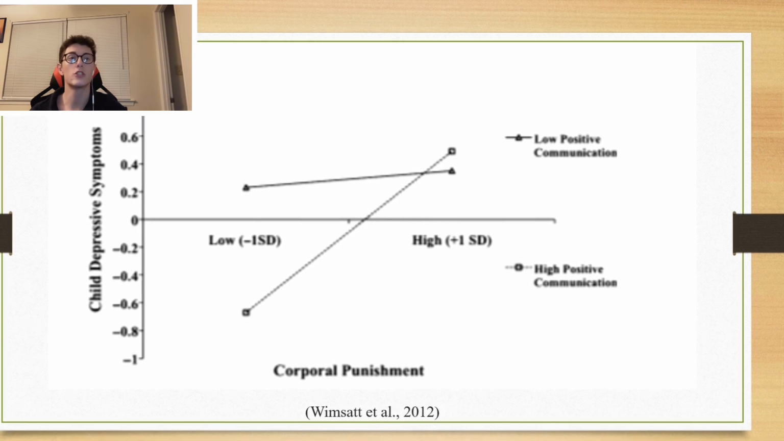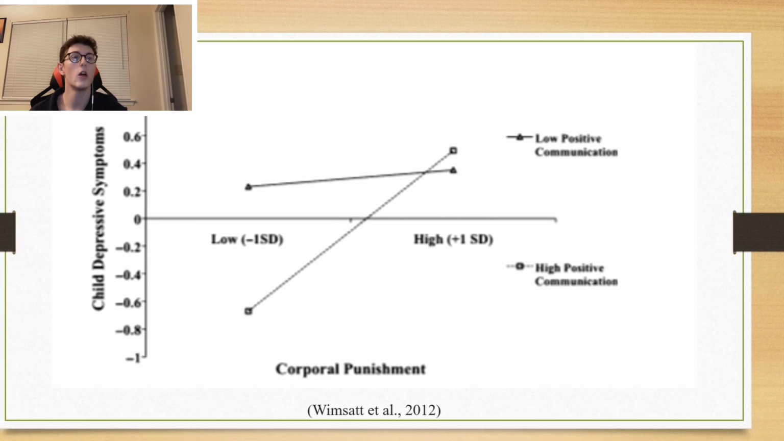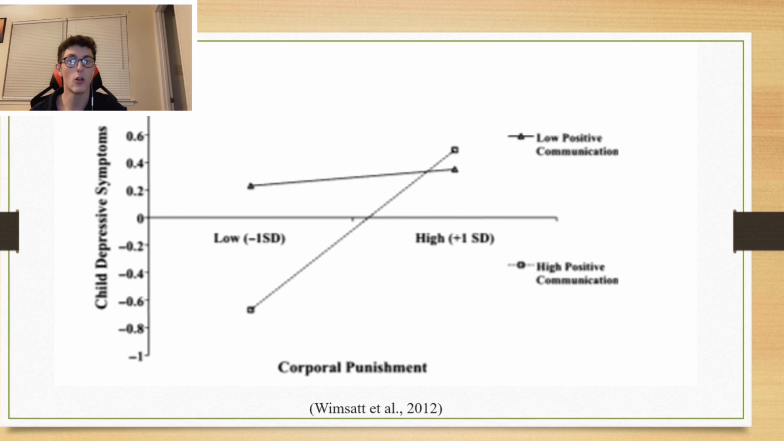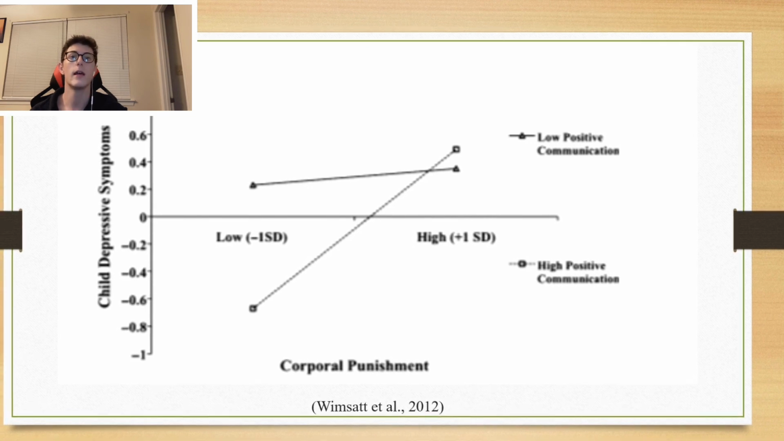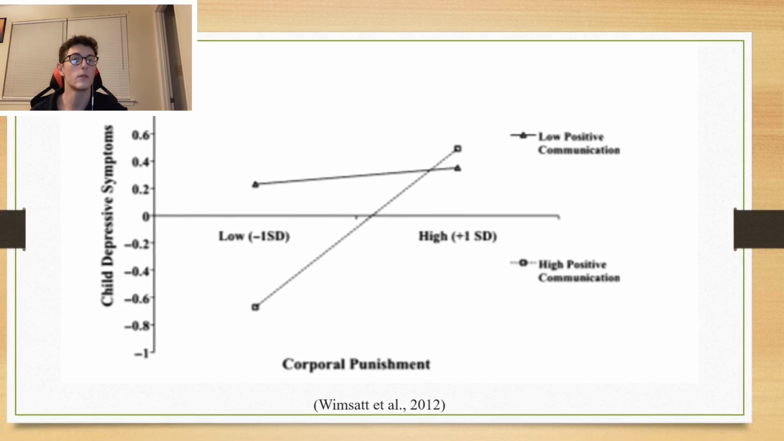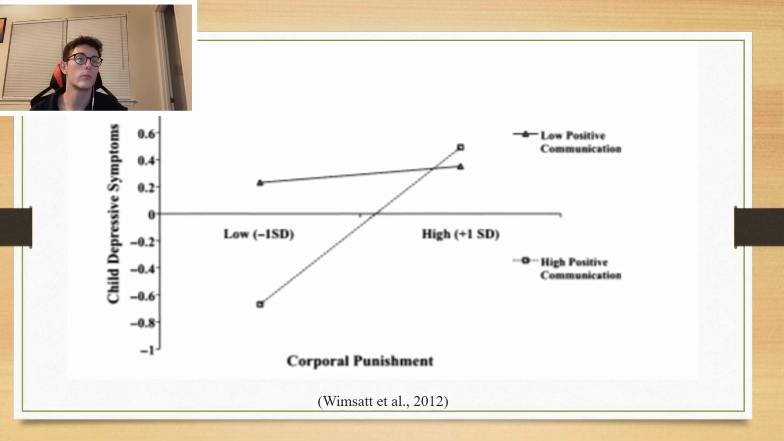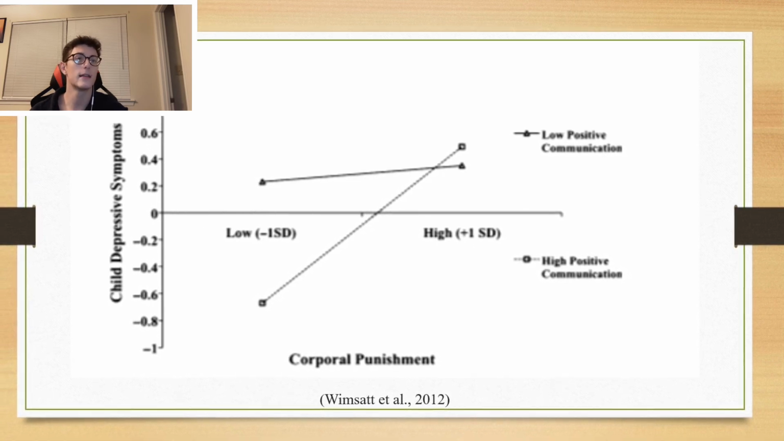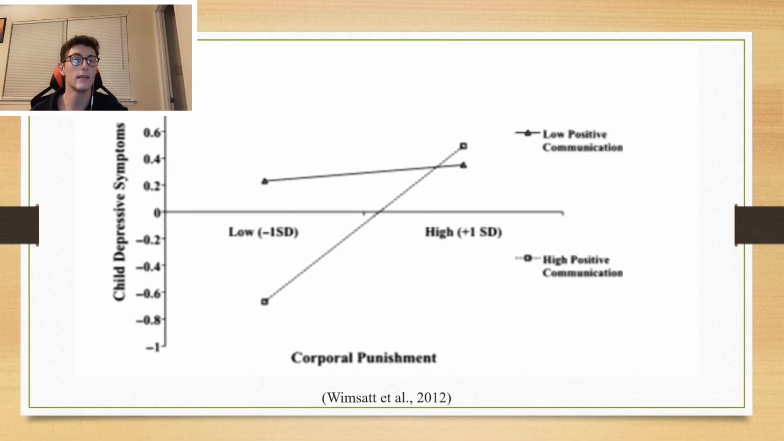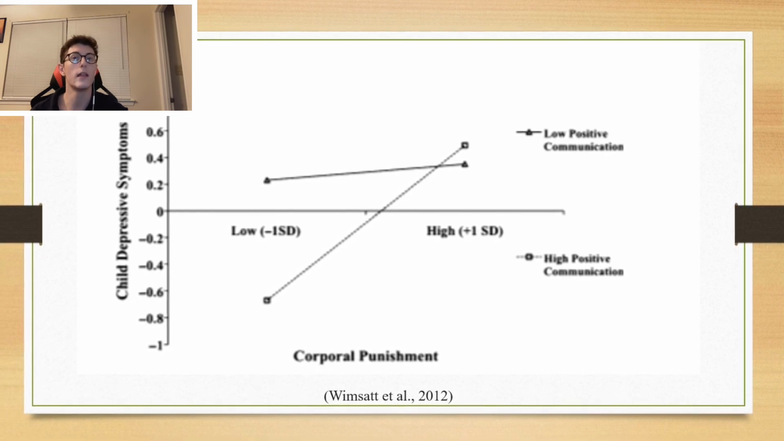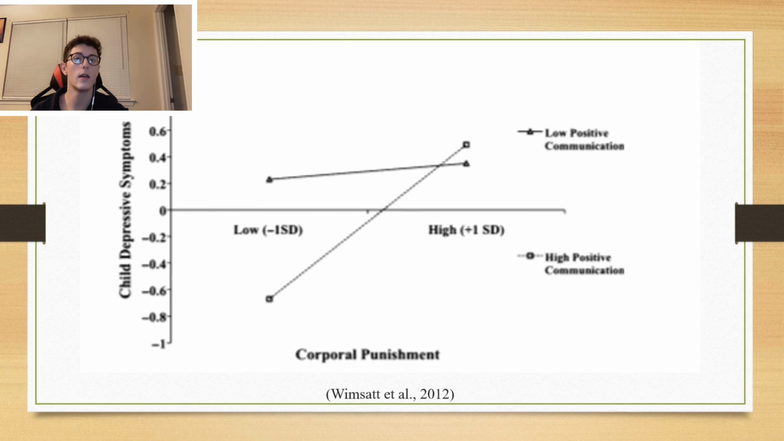Basically, what the graph is showing is that corporal punishment will not ruin a child's life as long as it's not extreme and if there are still some positive communications. That's not an endorsement of corporal punishment, but it does make sense that this is the case, especially if we were to believe that 90% of children have been spanked.